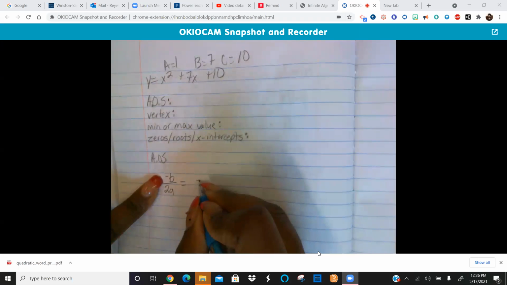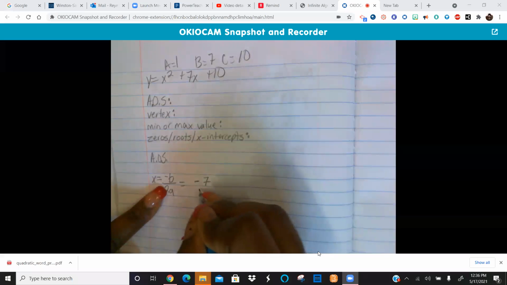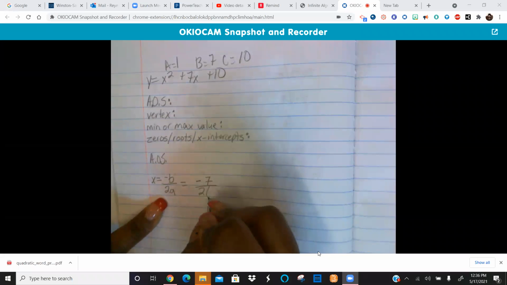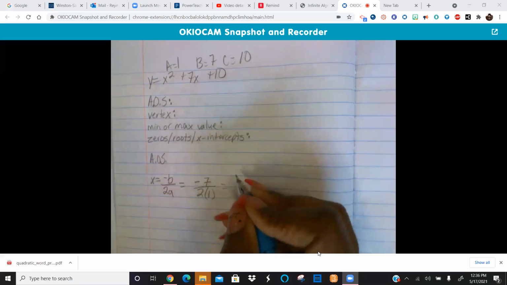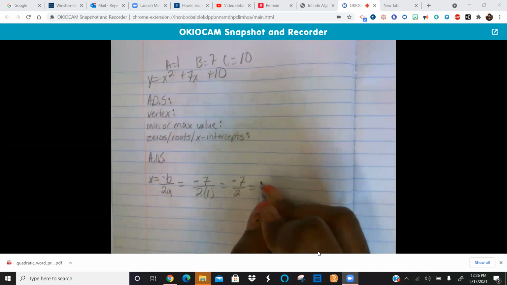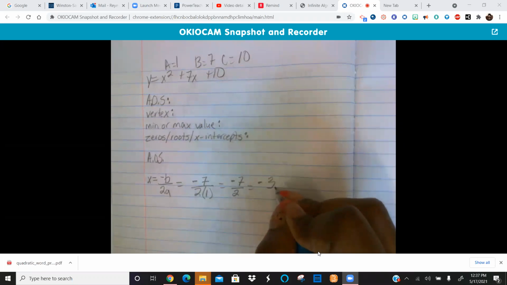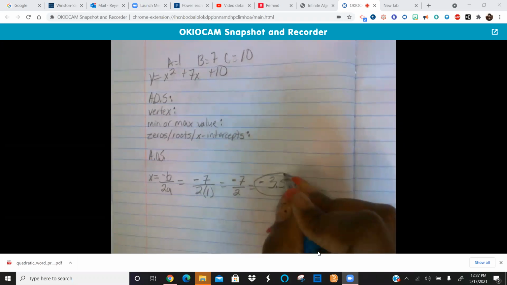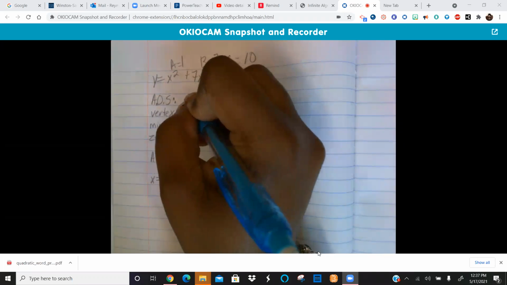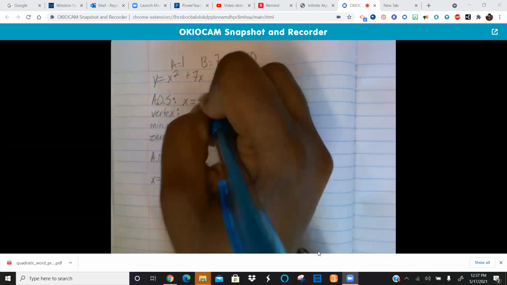Okay. So we're going to substitute. We have negative, then our B is 7, and then we got 2 times A, which is 1. So this gives me negative 7 divided by 2. That's going to give us a negative what? What's half of 7? 3.5. Okay, so our axis of symmetry is x is equal to negative 3.5.